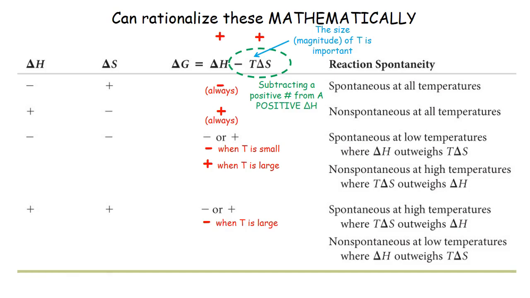So the result, delta G, will be negative when the temperature is large. So you're subtracting a really big value. And it'll stay positive when the temperature is small, because you start with a positive delta H and you're subtracting a number, but it's not nearly as big as delta H started as. So we can also rationalize this conceptually, and you can rationalize it however you want, but you do need to be able to answer questions that relate to these values, and we'll practice some of this in a few minutes.